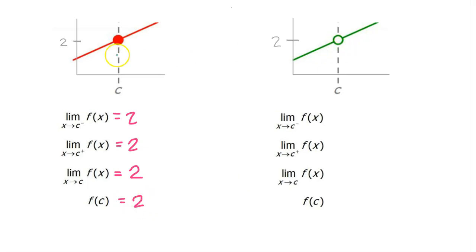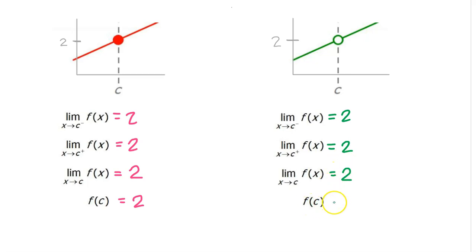The green picture is almost the same, so I'm going to do it very quickly. The limit as x approaches c from the left is 2. From the left, we are approaching an output value of 2. The limit from the right is also 2. We are still approaching an output value of 2. It does not matter that there is an open circle at c. Limits don't care what's happening at c. Since the left-sided limit and the right-sided limit are both 2, the overall limit is also equal to 2.